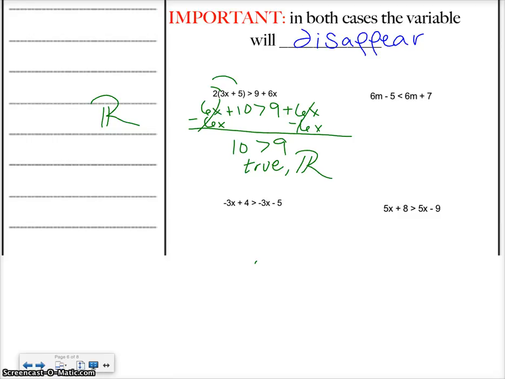Okay, again, I have a 6m and I have a 6m. They are the same thing. Then I have a -5 and a +7. Is -5 smaller than 7? Yes. So this would be in all real numbers, but let me show you my algebra if you feel like that would be a little messy. So I could subtract 6m. That cancels my m's out. I'm left with a -5 is smaller than 7. True statement, so all real numbers.